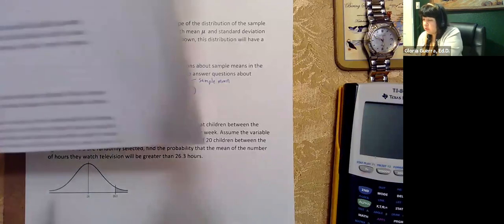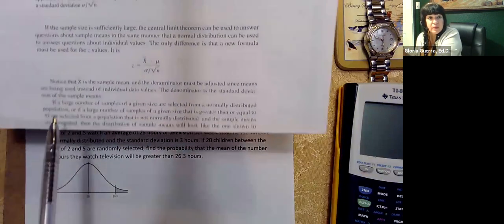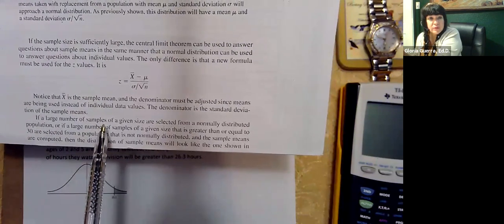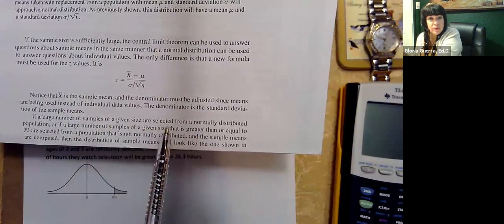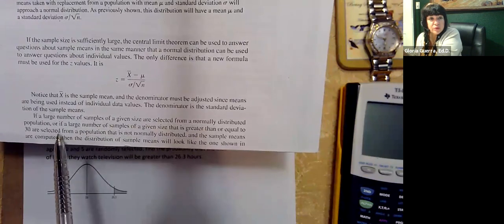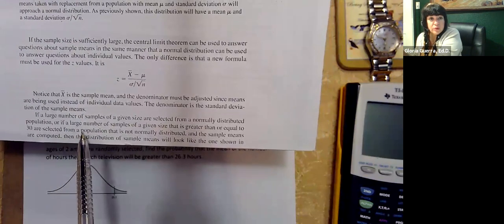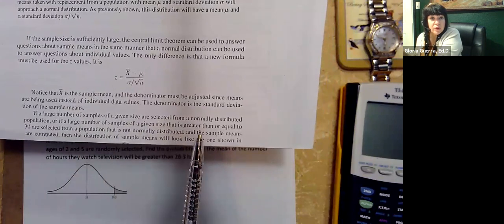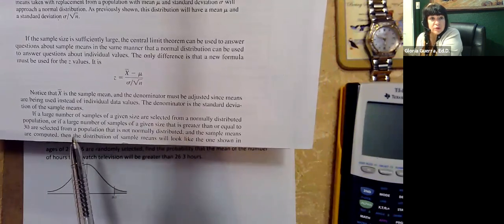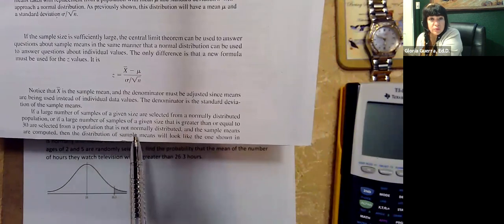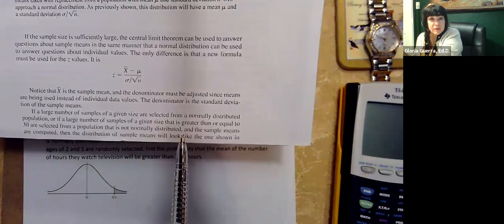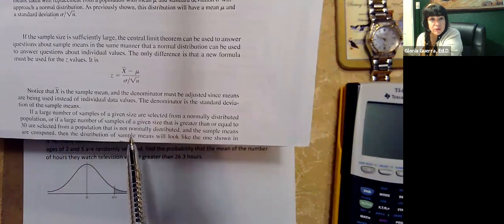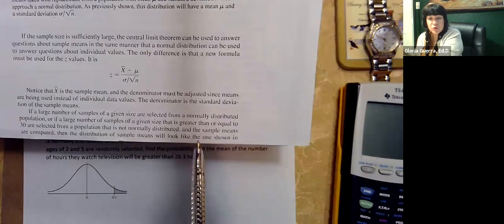And then also, if I continue reading down here, it says that if a large number of samples of a given size are selected from a normally distributed population, or if a large number of samples of a given size that's greater than or equal to 30 are selected from a population that is not normally distributed, and the sample means are computed, then the distribution of sample means will look like the one shown.